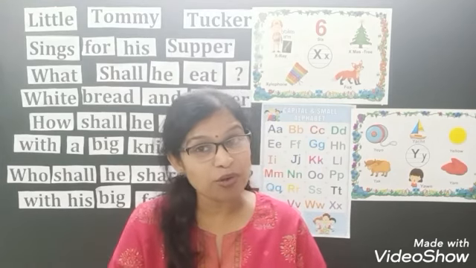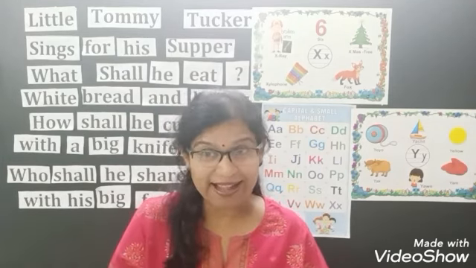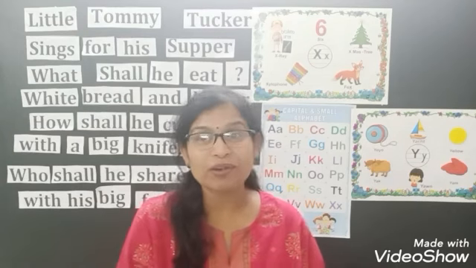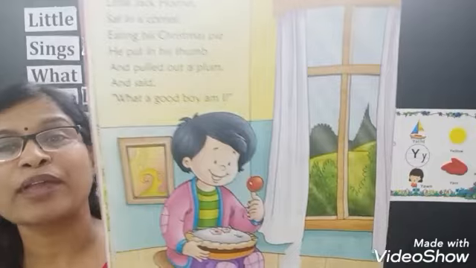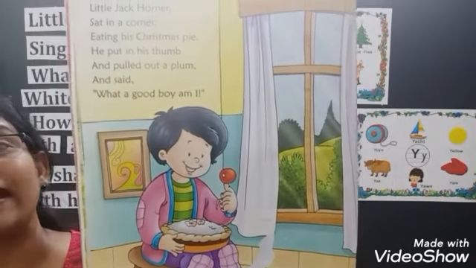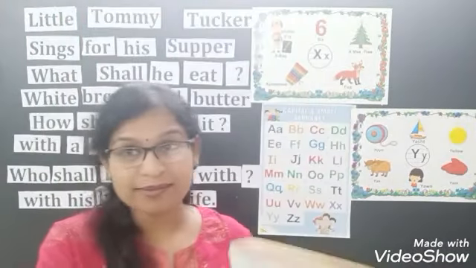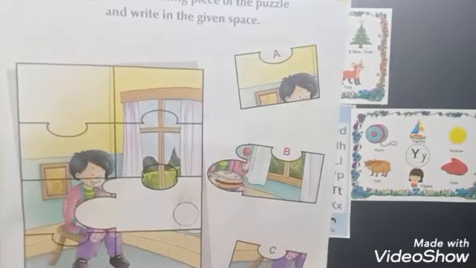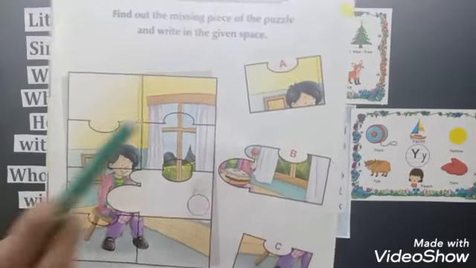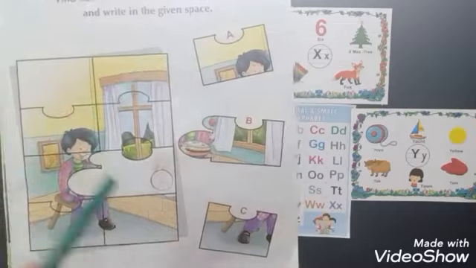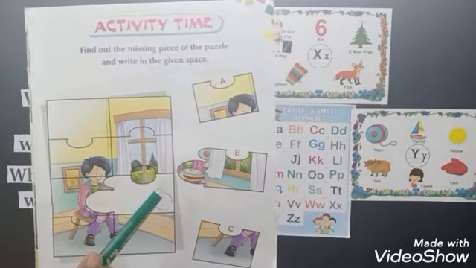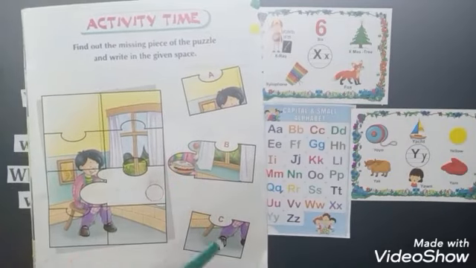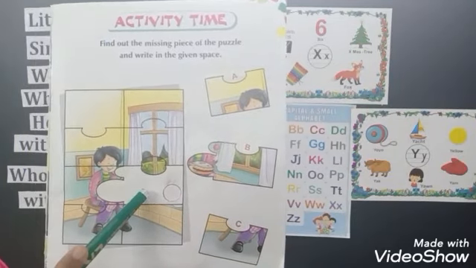This rhyme also you all should learn again today. Okay. Now look at this activity, children. First, before looking at the activity, I want you all to look at this picture and this picture as well. Look at it carefully. This picture. There is a piece missing out over here. Yes. You have to find out which piece out of these 1, 2, 3 is going to fix here.